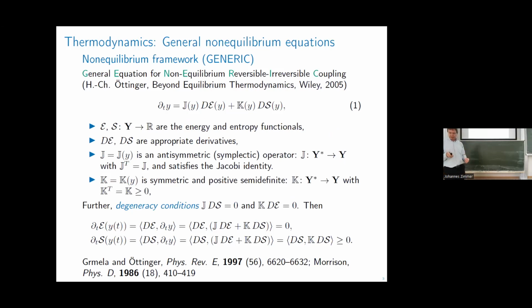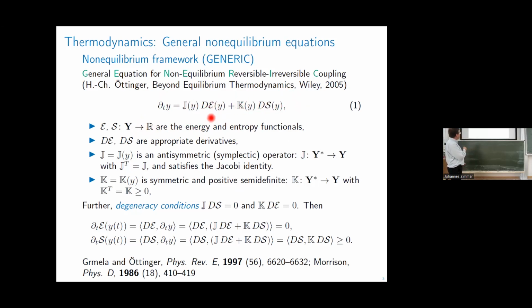And what is GENERIC? So GENERIC is an abstract equation of this type. It says I have a state space Y, which is evolving the following way. The time derivative is equal to the sum of two terms. The players are E and energy and S and entropy. It's just kind of thermodynamically natural.